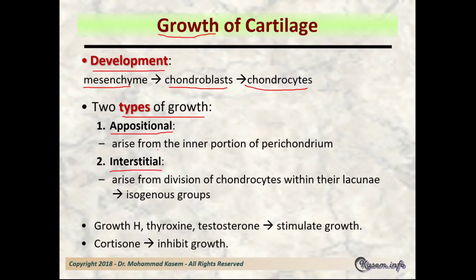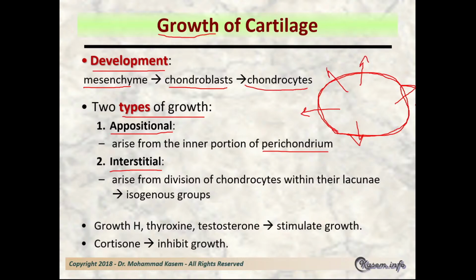The appositional growth comes from the perichondrium. If you look at the cartilage here, for instance, you'll find this area of the perichondrium. If it grows, it gives the cartilage the ability to grow in diameter. It helps to enlarge the cartilage diameter like this. So this is called appositional growth.